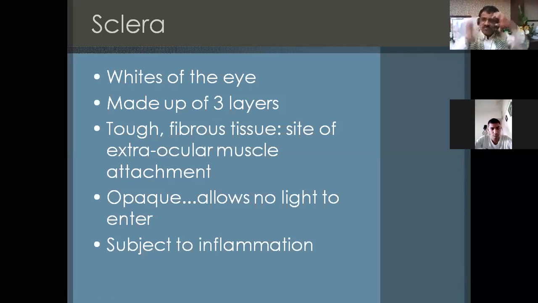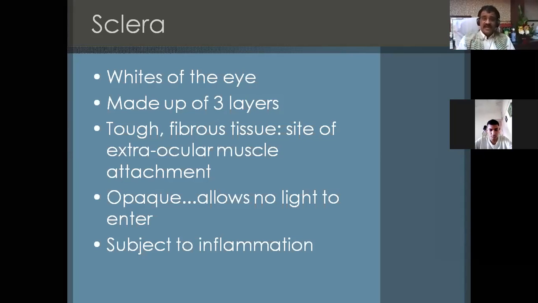So your eye moves like this, like this. You know, your eye keeps on moving like this. It's only because of attachment of extraocular muscles on the sclera. It is opaque. That means it is not translucent like cornea. Cornea is translucent, aqueous humor is translucent, and it allows no light to enter. So anything falling on the white of the eye has got no entry inside. So there is nothing like refraction there.